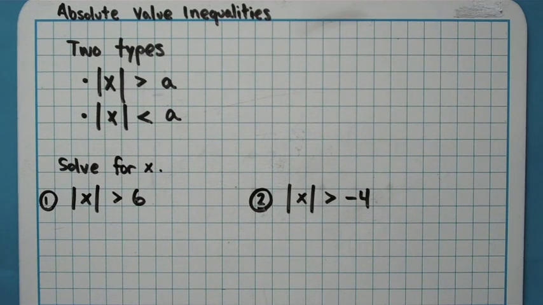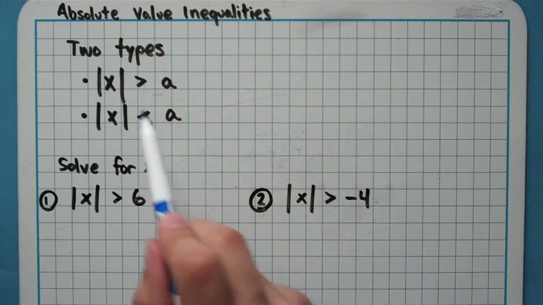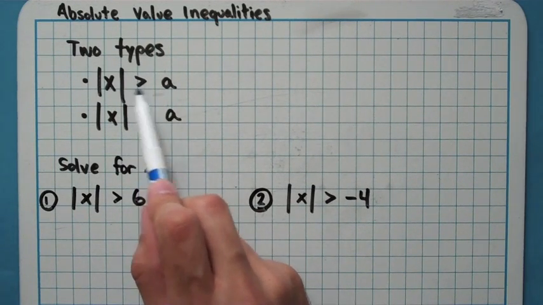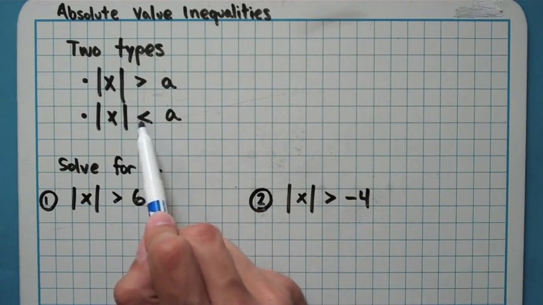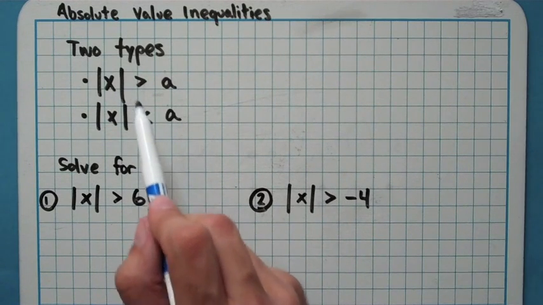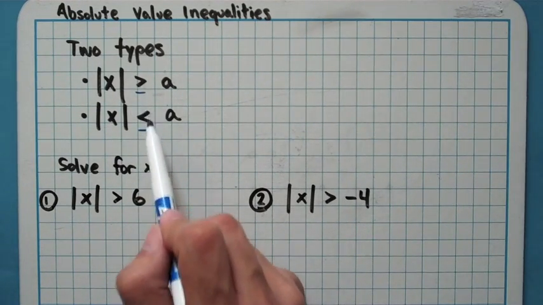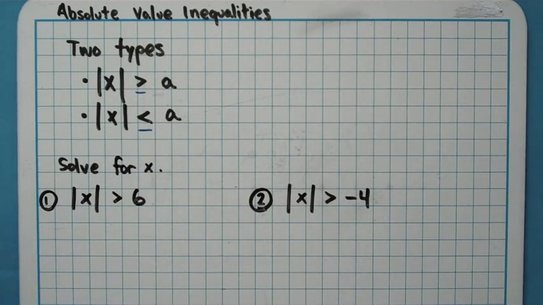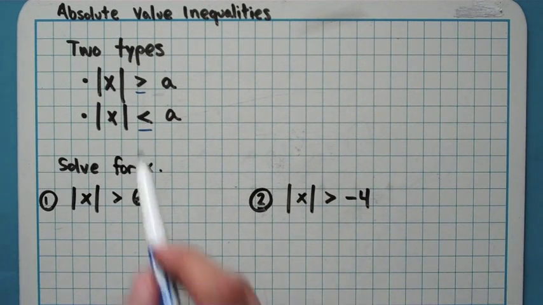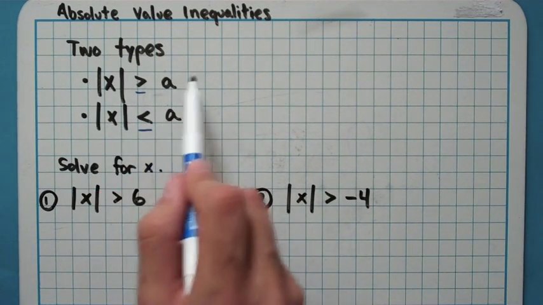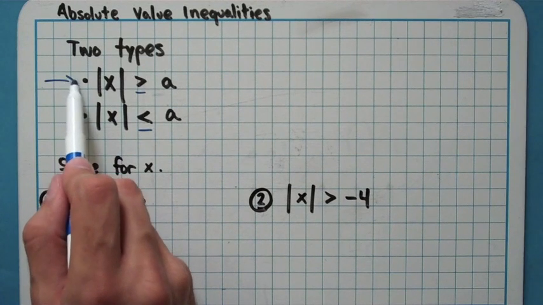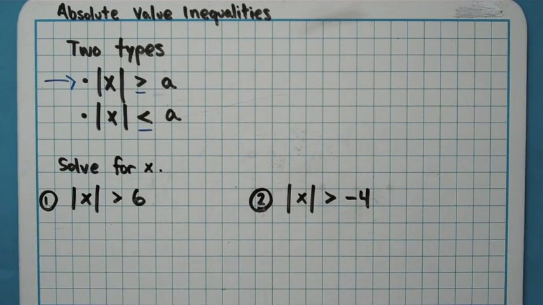There are two types of absolute value inequalities that we're going to be worried about. One's where there's a greater than sign, so absolute value of x is greater than some number, and one where it's less than some number. Depending on these signs, and I could put lines under here, it wouldn't change anything, the greater than types and the less than types have their own rules. In this video, we're going to focus on the first type, the ones where it's greater than.